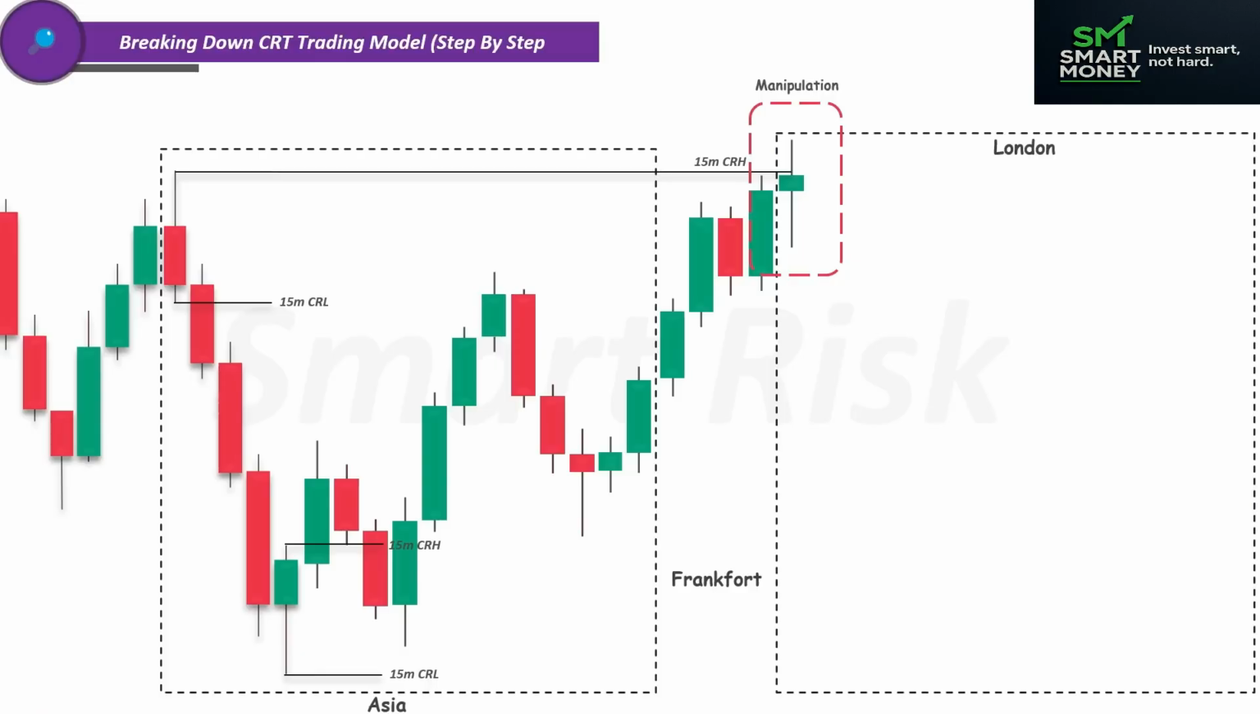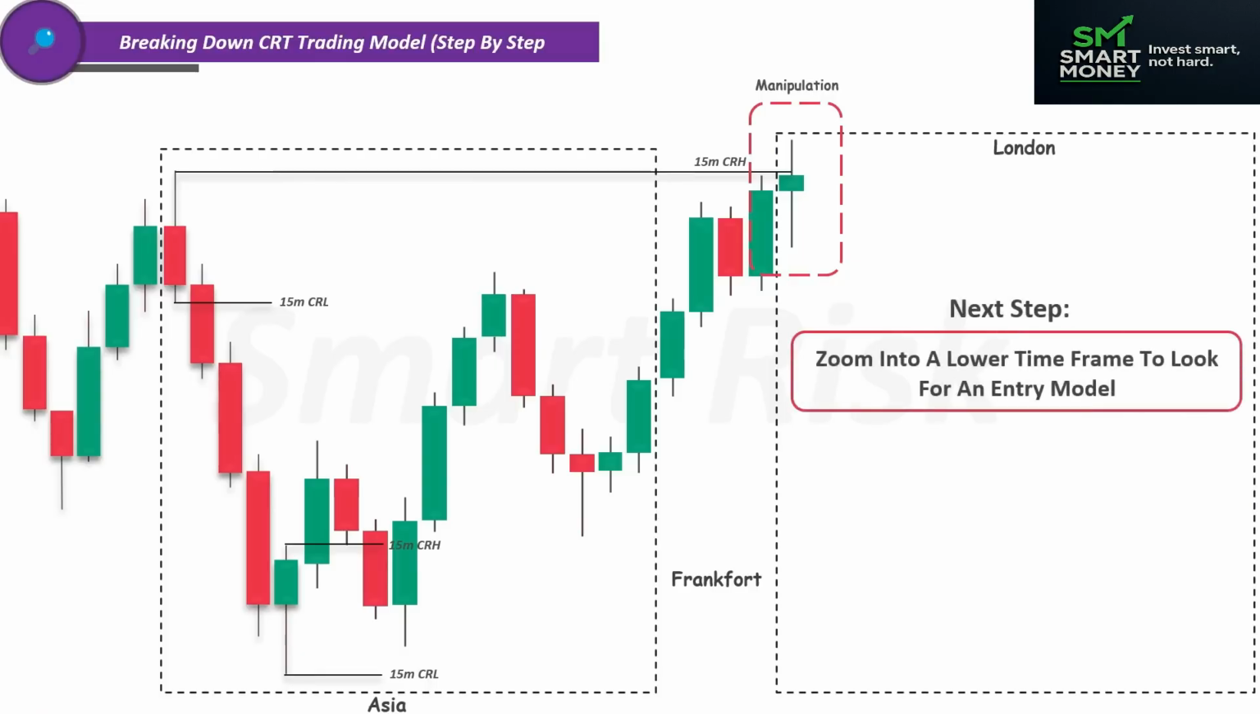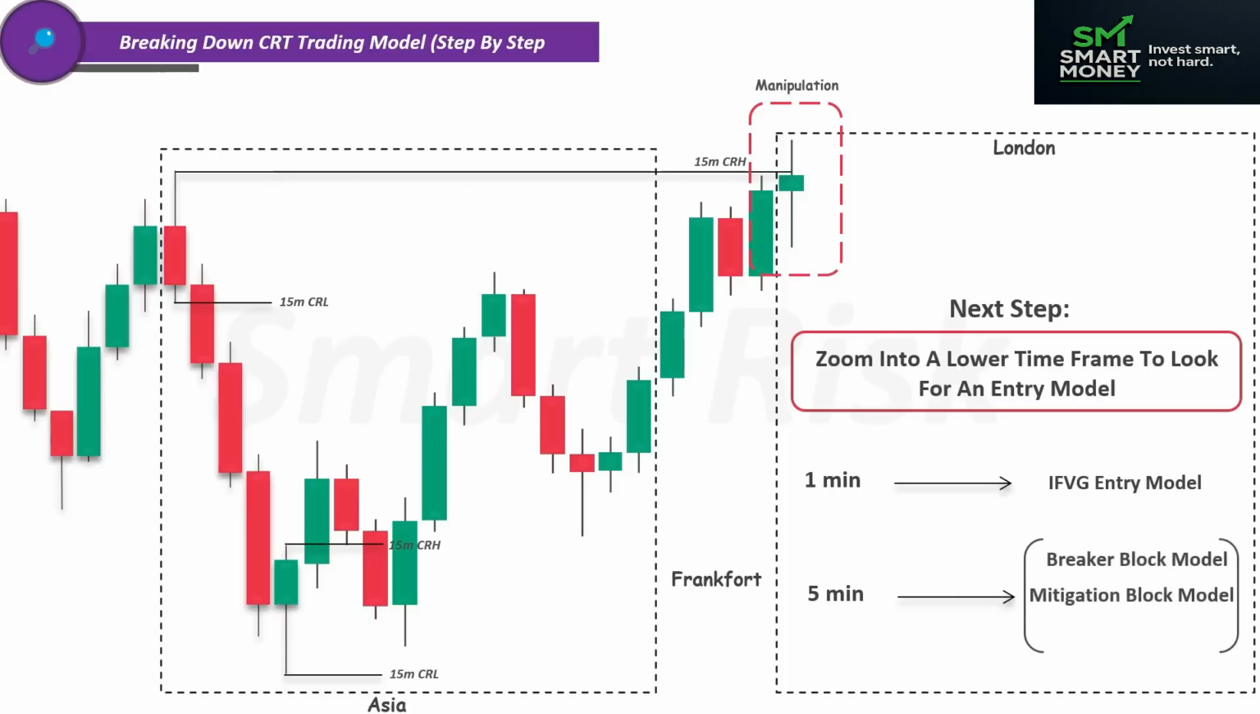From there, we zoom into a lower time frame, such as the 5-minute or 1-minute chart, to track the higher time frame delivery and look for reversal confirmations. This is where your entry model must appear before opening a trade. At this stage, if I'm using the 1-minute chart, I usually prefer to look for an inversion fair value gap forming right after the liquidity sweep. But if I'm using the 5-minute chart, I prefer looking for a breaker block, mitigation block, or IFVG, that forms after the manipulation move.